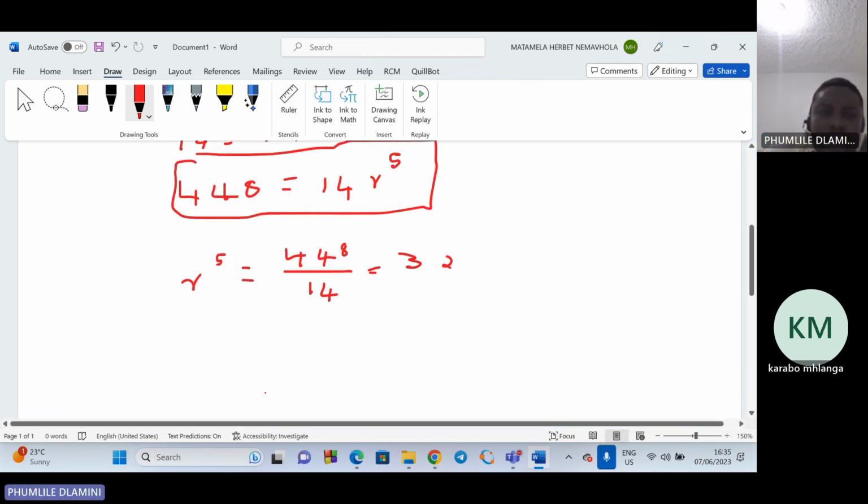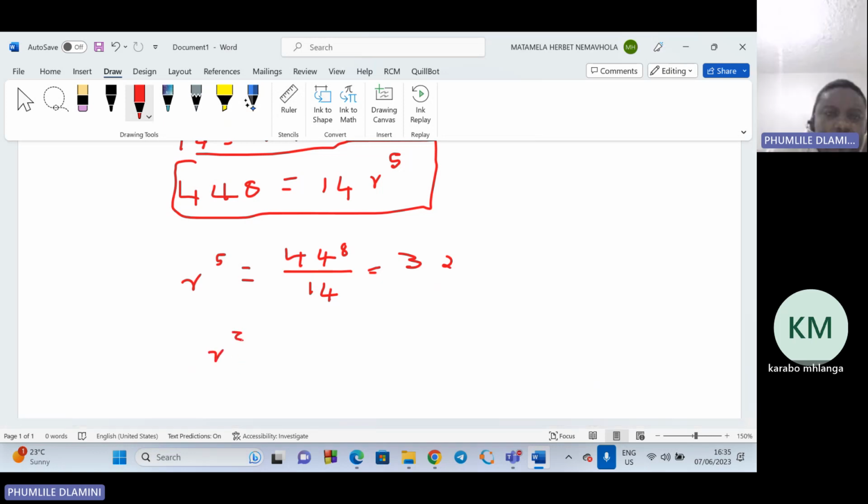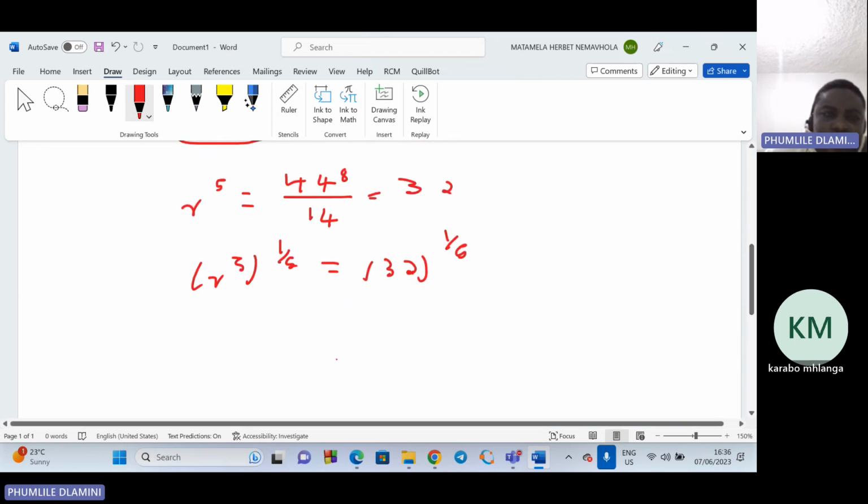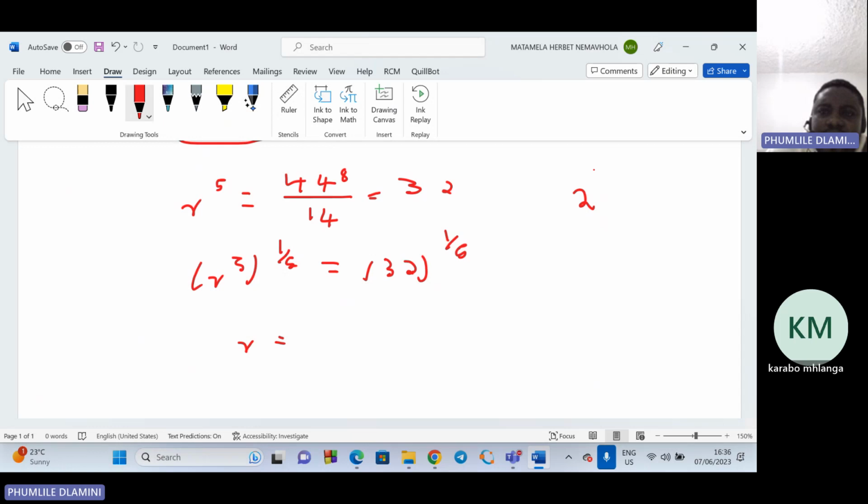So now our R to the power 5 equals 32. So we can multiply the power 5 by 1 over 5, and 32 also by 1 over 5. What we do to the left hand side, we do to the right hand side. If we do that, you will see that our R is going to be equal to 32 to the power 1 over 5. You can write it as 2 to the power 5. What is 2 to the power 5? 2 to the power 5 is 25.